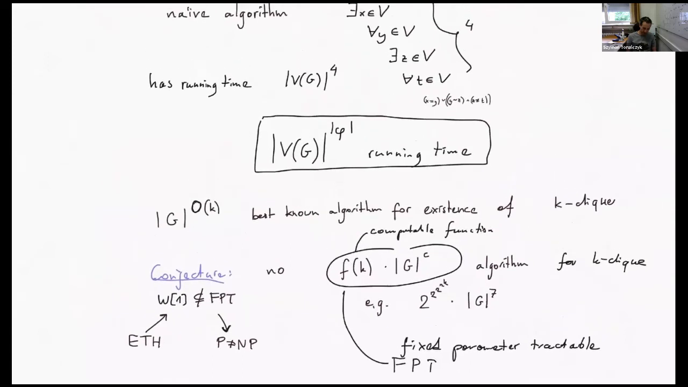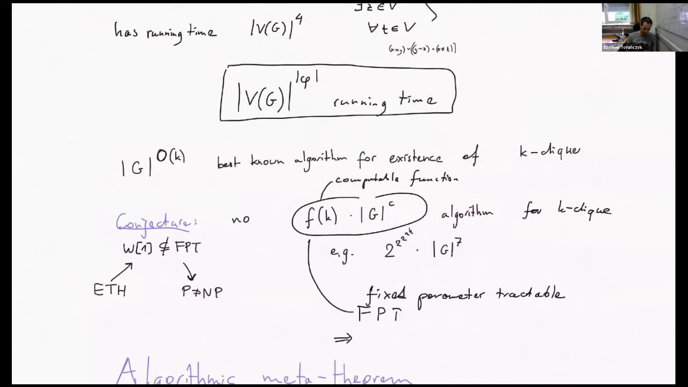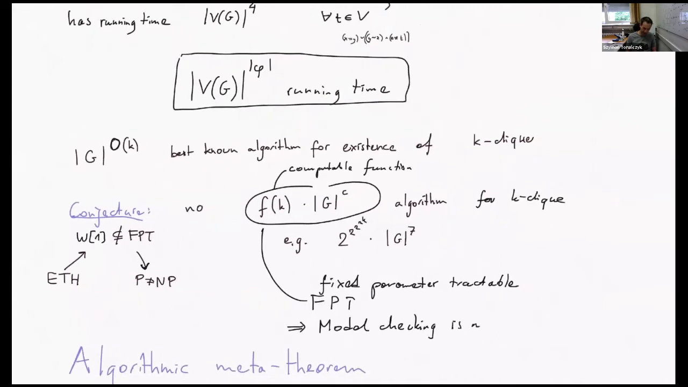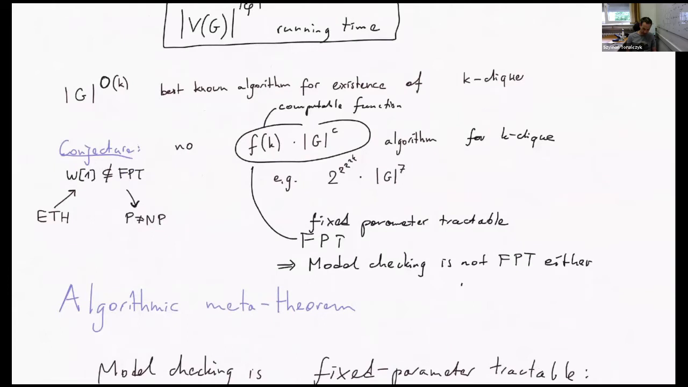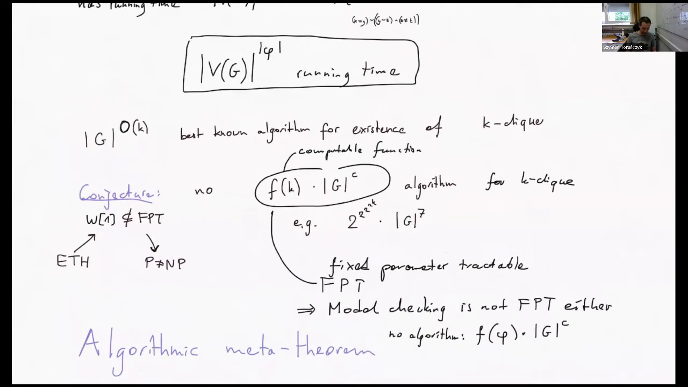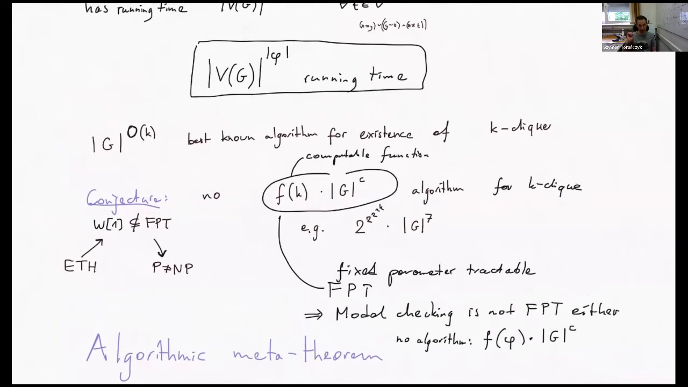In particular, this means that the model checking problem is not fixed parameter tractable. Because if you could solve the model checking problem in time some function of the formula times size of the graph to the power C, this would mean an algorithm with such a running time for model checking, and then you could solve the clique problem in this time. And this is conjectured not to be the case. So in general, it is conjectured that you cannot solve the model checking problem with such a running time.